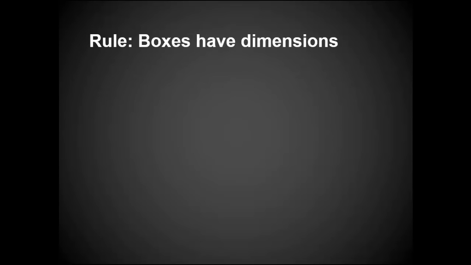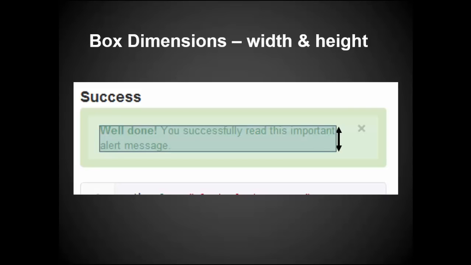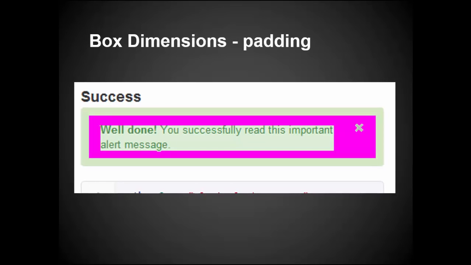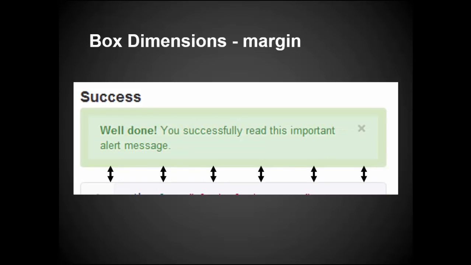Boxes, on the other hand, have dimensions. They have height and width. They have border width. They have padding, which is an internal margin. And they also have margins, which are an external margin.